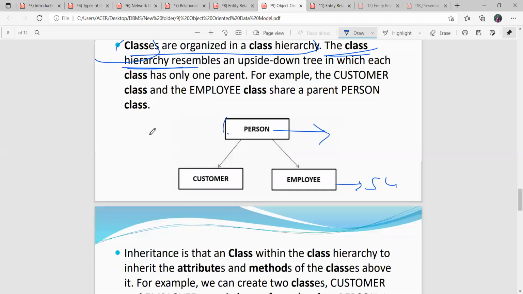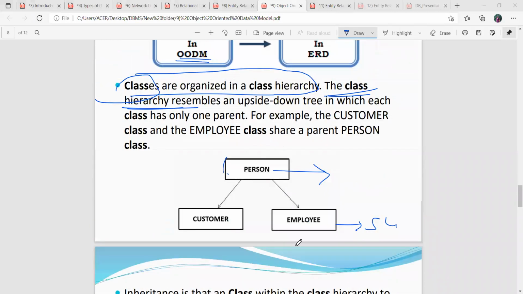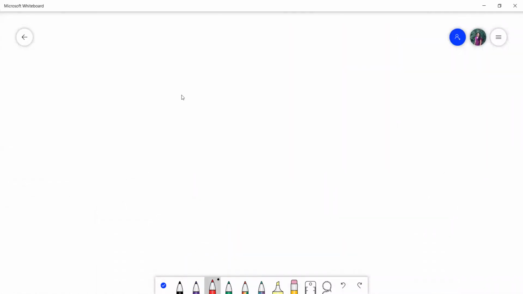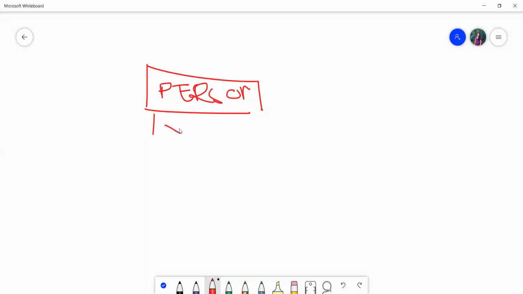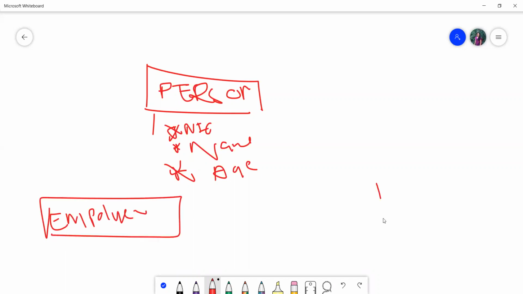Okay, I'm going to explain this with an example. I think it is very difficult to get an idea from the same example. So, as the example, let's take a person. When we consider a person, the person has an NIC number. This is a property, that means an attribute. Then name and age. This person has these three properties.